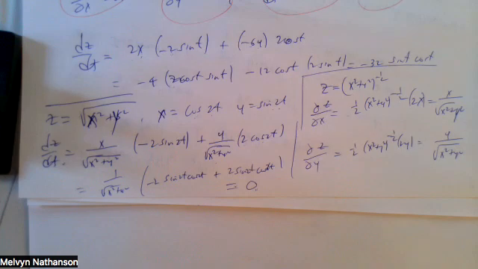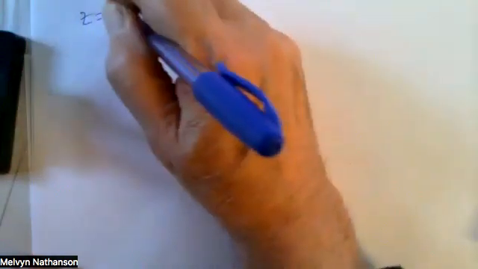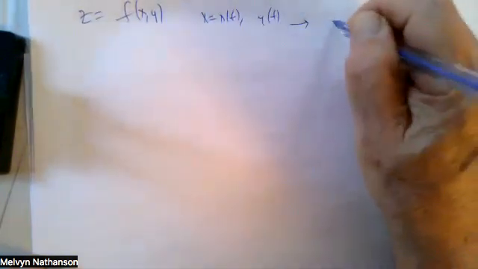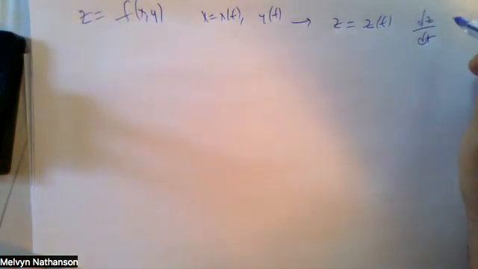So there are really two forms of the chain rule, and this is the first. In this form of the chain rule, you have z is some function of x and y, and x is a function of t and y is a function of t. So z really is some function of t, and you want to find dz dt.